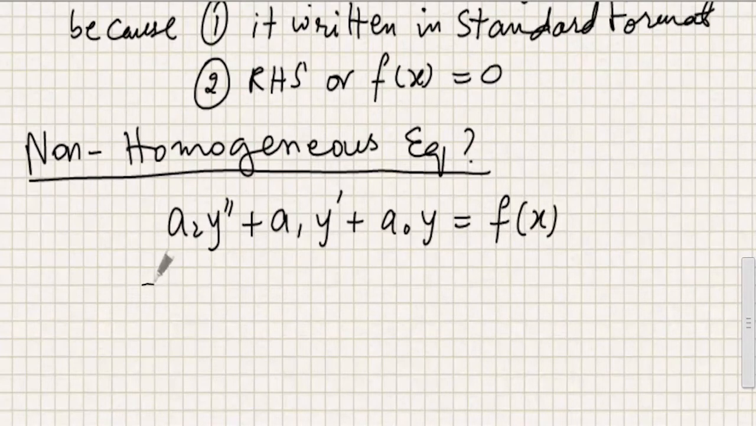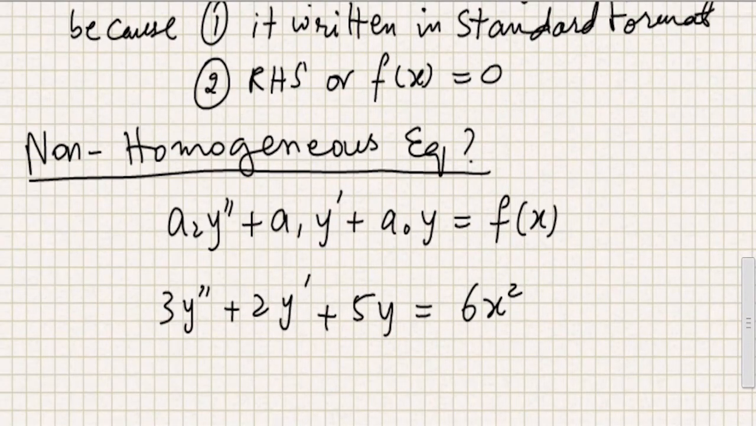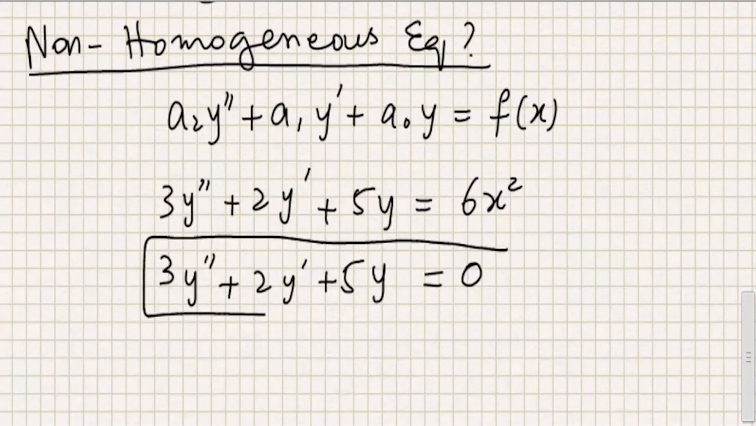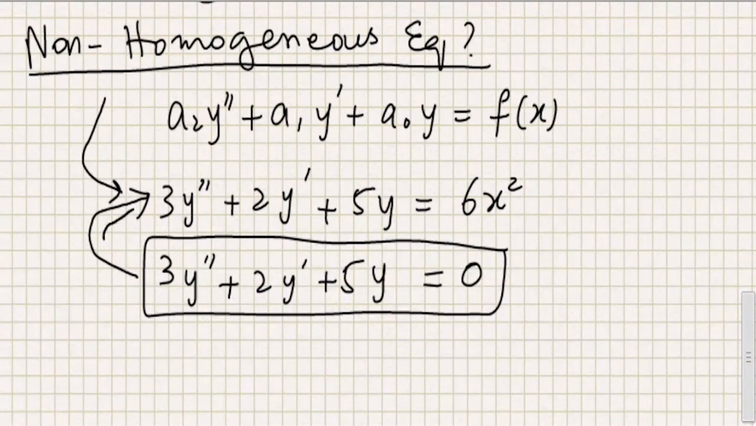So for example, I was given 3y double prime plus 2y prime plus 5y equal to 6x square. This is a valid standard format equation. So what if I wrote 3y double prime plus 2y prime plus 5y equal to 0? I would say that this equation is an associated homogeneous equation of this non-homogeneous equation, right? So this would be the non-homogeneous equation, and this would be the homogeneous version of it. This is just for example.